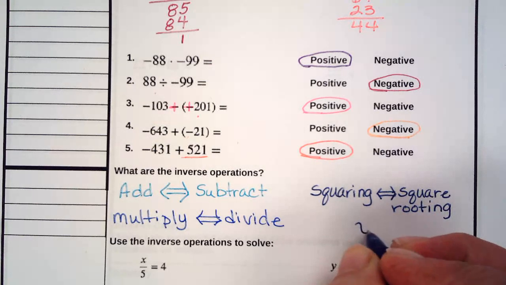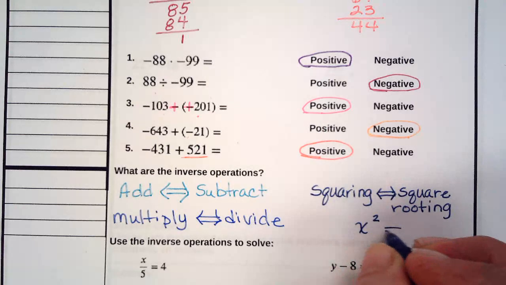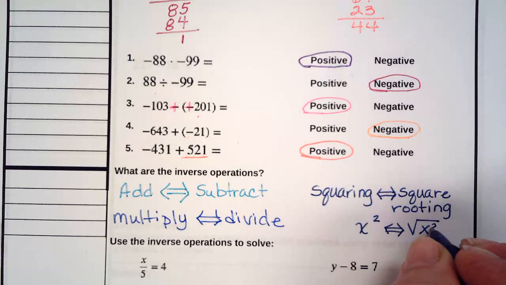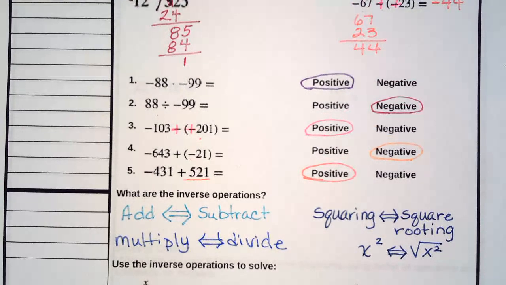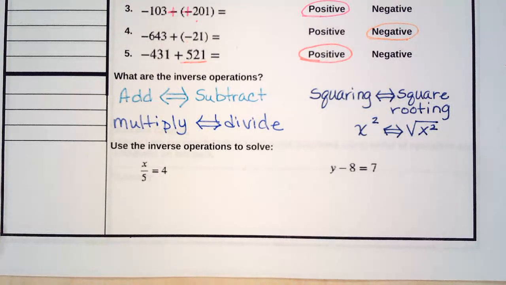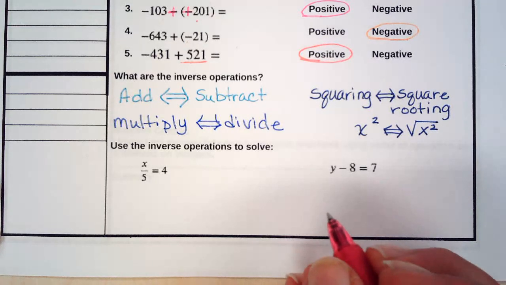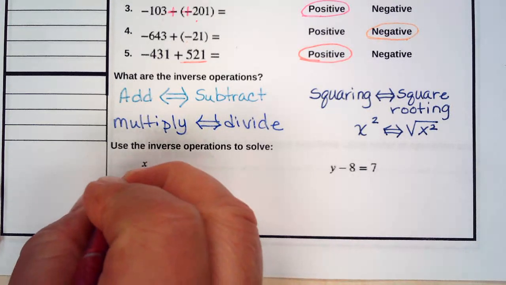In other words, x squared, and then the square root of x squared. Those will undo each other. As we learn to solve equations, we are always thinking about what will undo. So looking at the first one, I've taken a number x, I've divided by 5, and I get 4. I've divided by 5. What undoes dividing by 5?